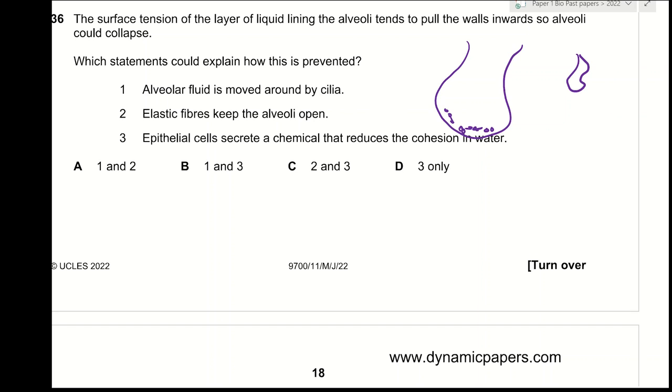Then this is prevented by something called pulmonary surfactant. What it does is basically separate water molecules from each other so they don't bind together by hydrogen bonding. So, 1. Alveolar fluid is moved around by cilia. It has nothing to do with cilia. It's only primarily by pulmonary surfactant.